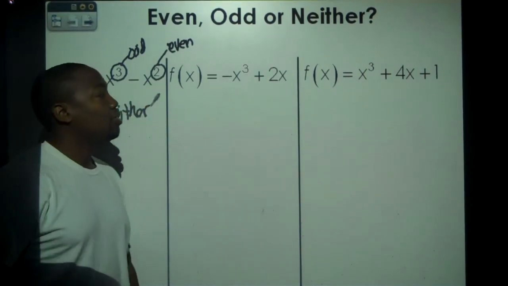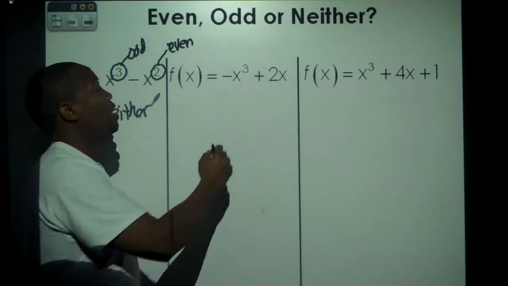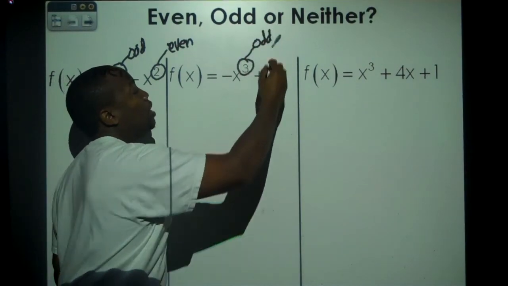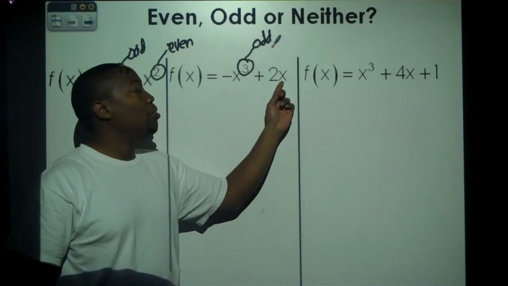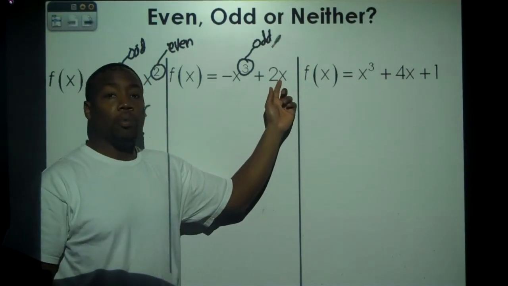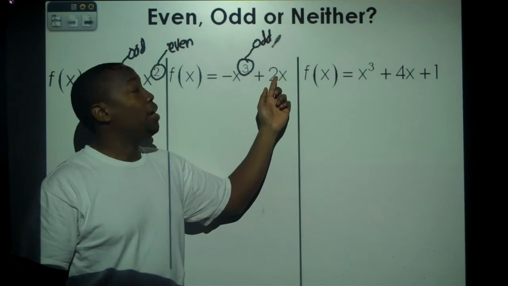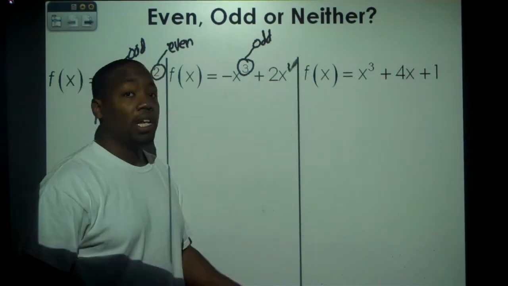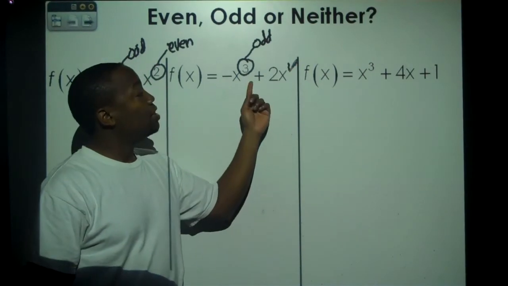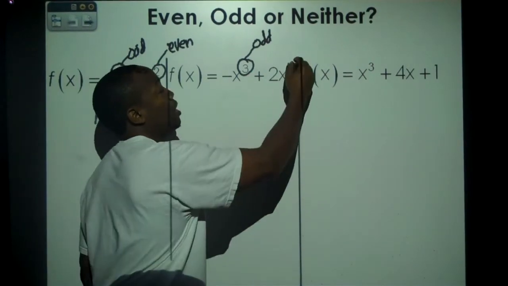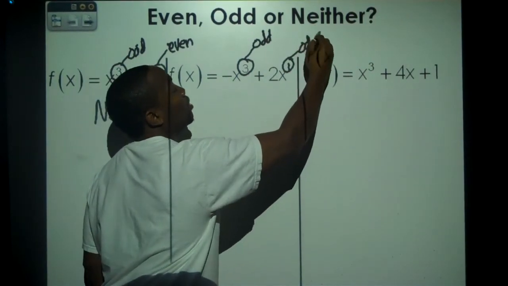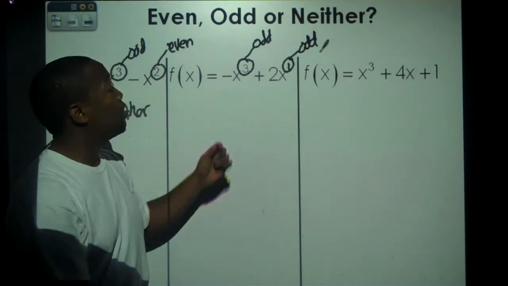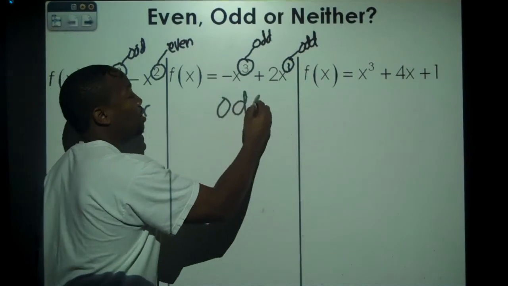Also with this one right here, we have an odd number. Now for this 2x, there is no exponent written, but there actually is one. The exponent for x is 1. So when that exponent is 1, that means this is also an odd number. So odd and odd make this function odd.